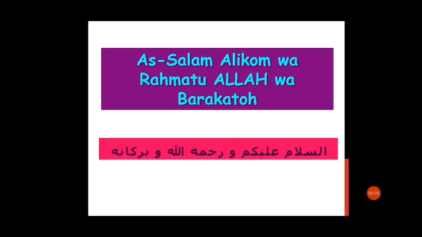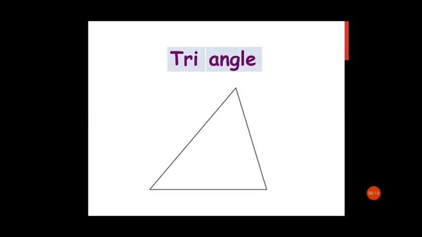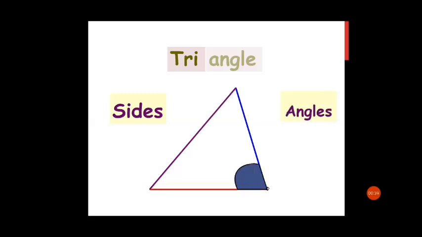Today, inshallah, we are going to study the new lesson of triangles, and we will see how to differentiate between different types of triangles. So first of all, the word triangle itself, if we analyze this word, if we split this word into two syllables, we will find that the first part of this word means three. The word tri means three. So that's why it's called triangle, because it includes three sides and three angles, as we will see now. So we have three sides and three angles.